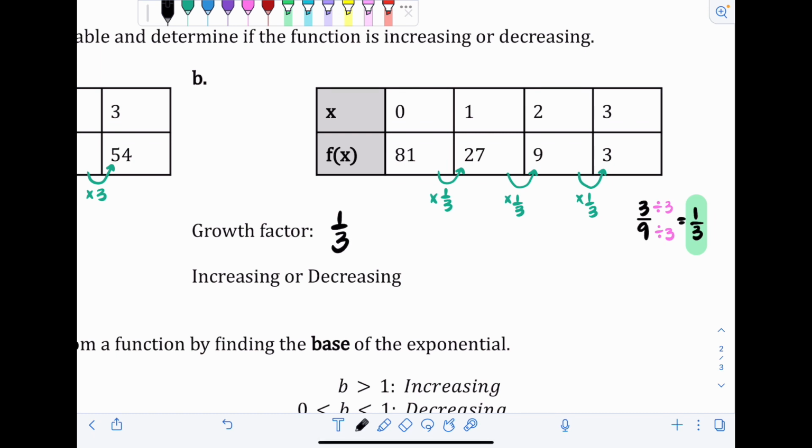And then to determine whether it's increasing or decreasing, we can look at how our values are changing. So we're going from 81 down to 27, down to 9, down to 3. So all those values are decreasing.